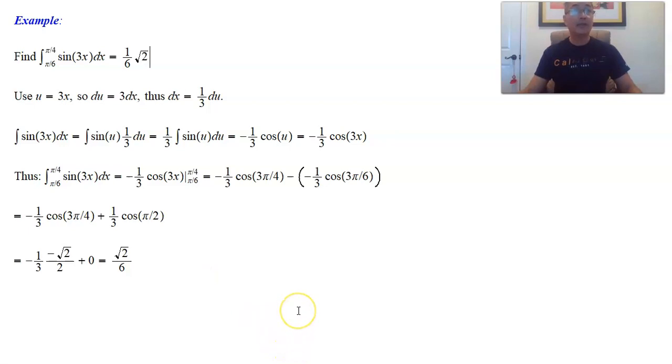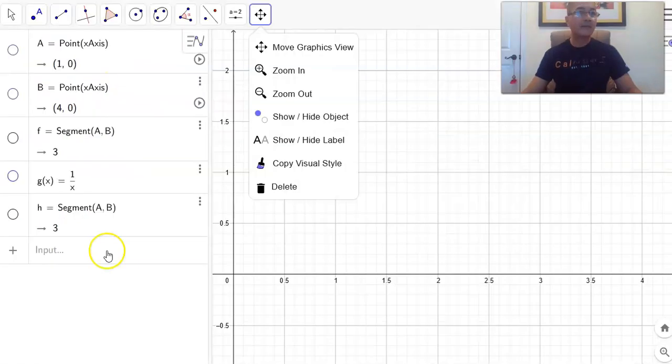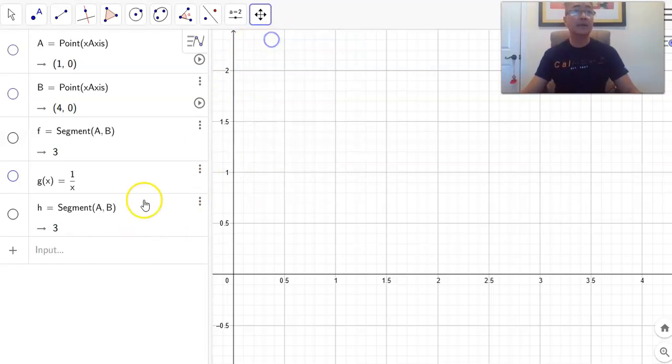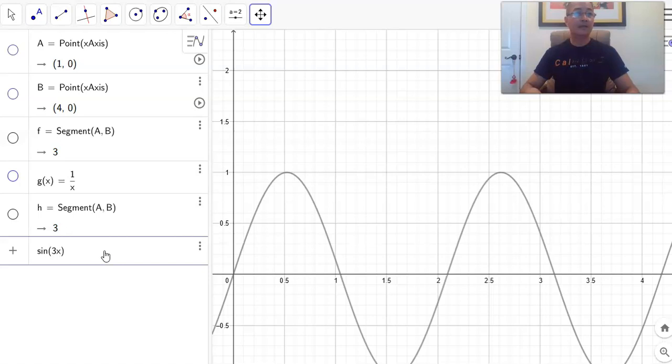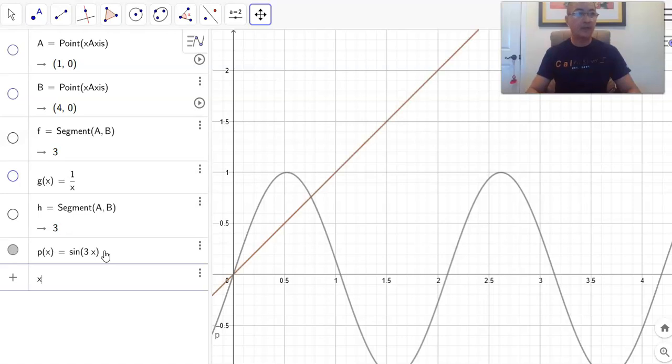Let's go back to GeoGebra and see what this means. Okay, pi over 6 to pi over 4 of sine of 3x. All right, so I've cleaned up our mess, and now we are going to input our function sine of 3x. There it is, but we are only going from, what did we say, pi over 6 to pi over 4. Okay, so we can put up vertical lines.